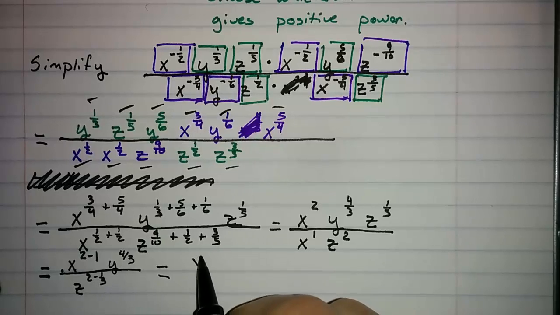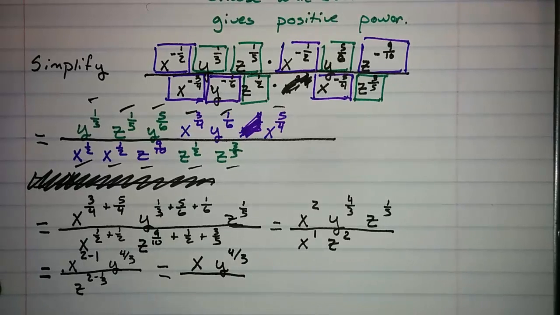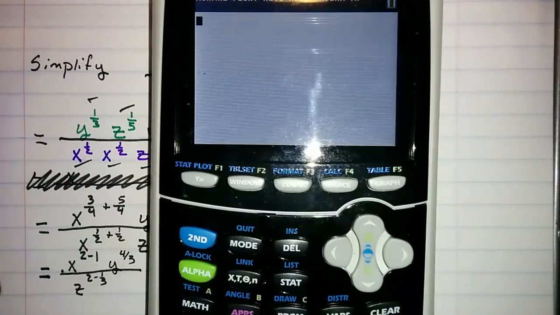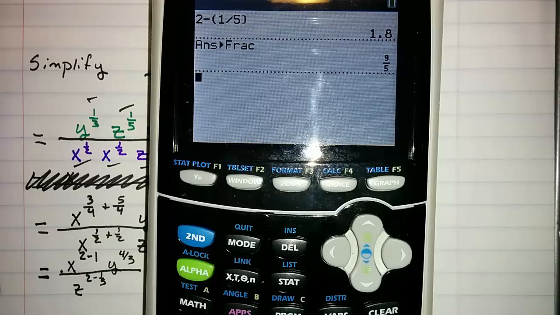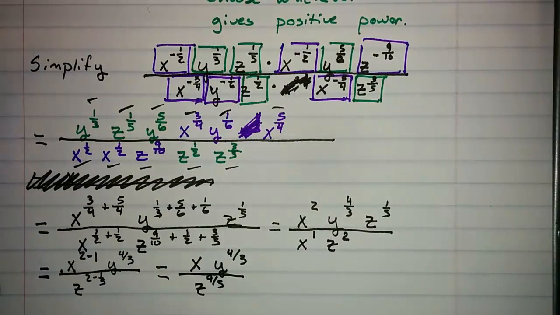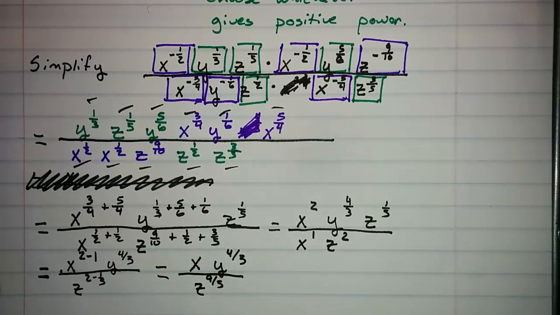So I'll have just x to the 1, y to the 4/3, over 2 minus a fifth. I'm not keen to do that in my head. 2 minus a fifth is 9/5. And there we go. This expression simplifies to this expression.